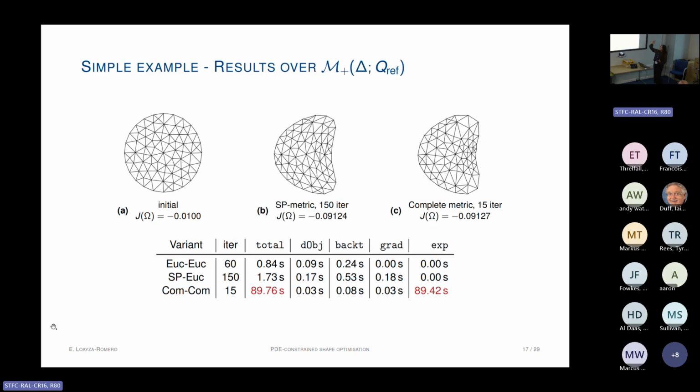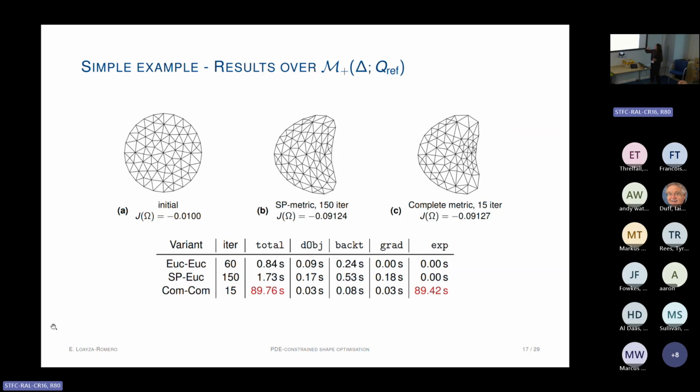Just to give you an idea, this is also the reference mesh, that's what I meant at the beginning. So we start with a circle, we initialize a mesh with that, we fix the connectivity, and then we just deform our shapes in order to get better values of the objective function. And this is, for example, what we got. We stop the algorithm at 150 iterations for this linear elasticity metric.